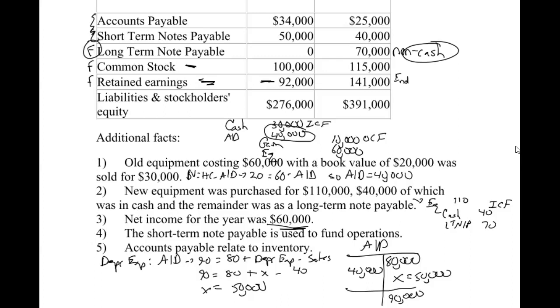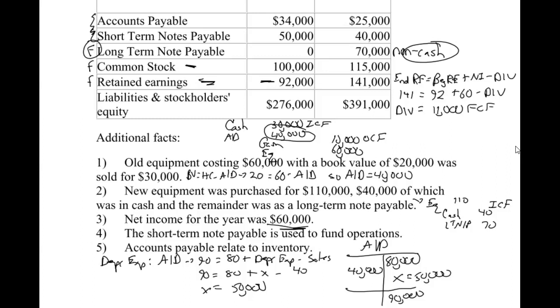Ending retained earnings equals beginning retained earnings plus net income minus dividends. Ending retained earnings in this problem is 141. It started at 92. Net income is given at 60, so we can solve for the dividend. The dividend works out to $11,000. Remember, that goes in my financing section.